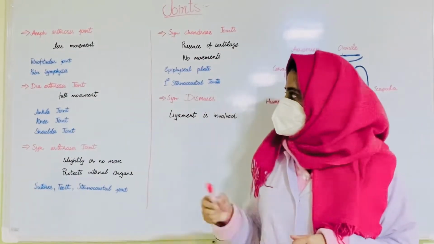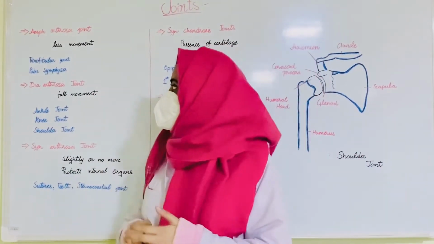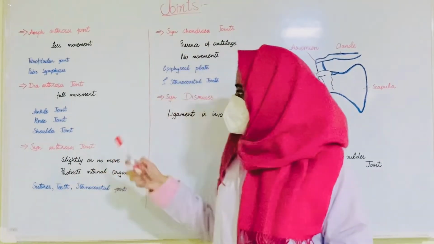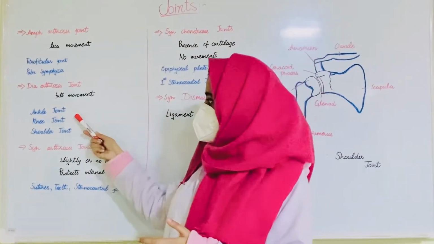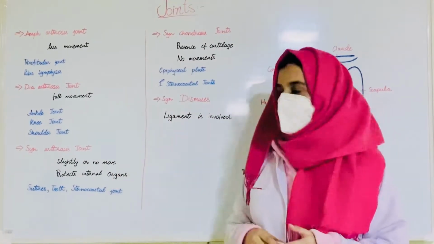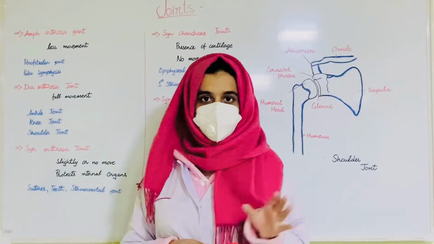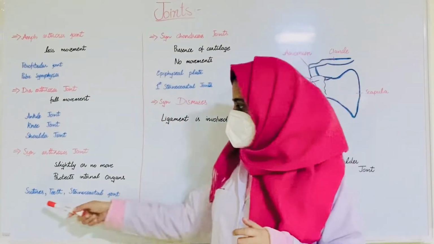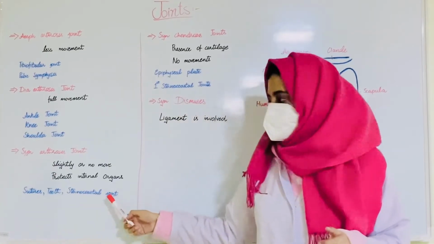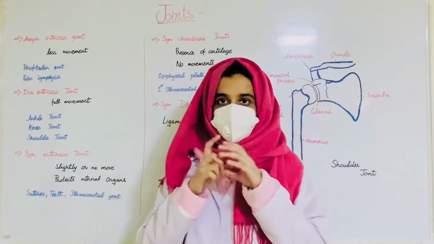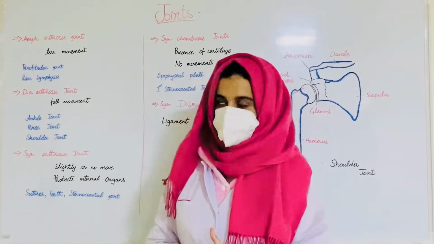And the second type is Diarthrosis joint, which has full movement and can rotate freely. For example, ankle joint, knee joint and shoulder joint. Third one is Synarthrosis joint. They have slight movement or no movement. Its examples are sutures, teeth and sternocostal joint. These joints are mostly present to protect internal organs.